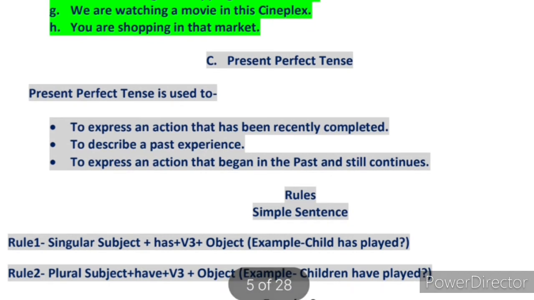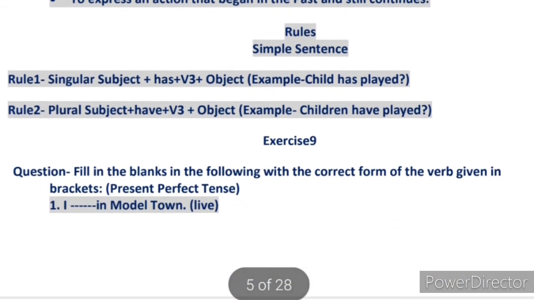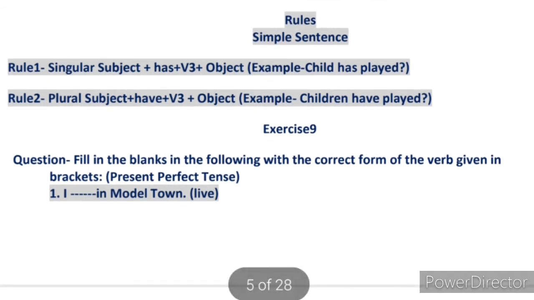Now next tense is present perfect tense. Why do we use it? It is used to express an action that has been recently completed, or it is used to describe past experiences, and it is used to express an action that began in the past and still continues. So present perfect tense is used basically for the completed action which we have completed in the present time or in the past time or in the future we will complete. So basically here it refers to the completed action in the present time. This is the basic use.